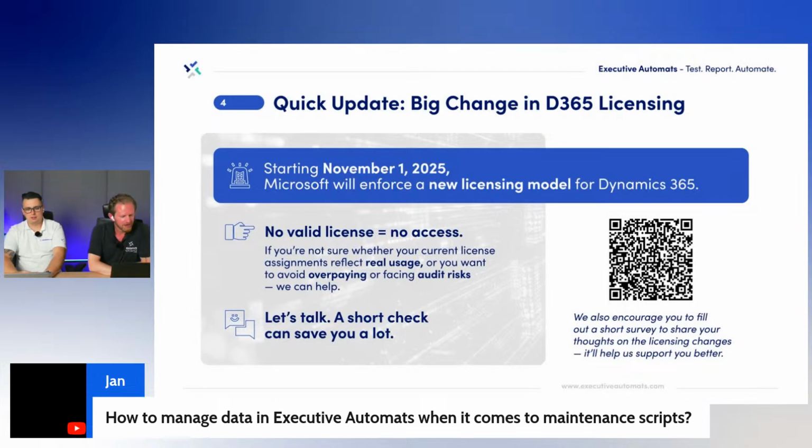Okay, how to manage data in Executive Automation when it comes to the maintenance scripts. That depends on the organization, so we need to define a couple of things: how often we get a database refresh, and if that database refresh is changing the data frequently. A good approach is to use global Excel in Executive Automation to store the data and connect it to the right projects, subprojects, and scripts.